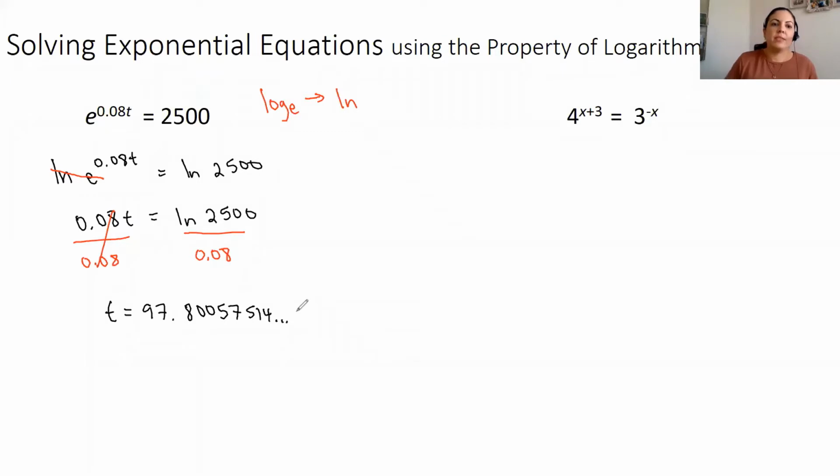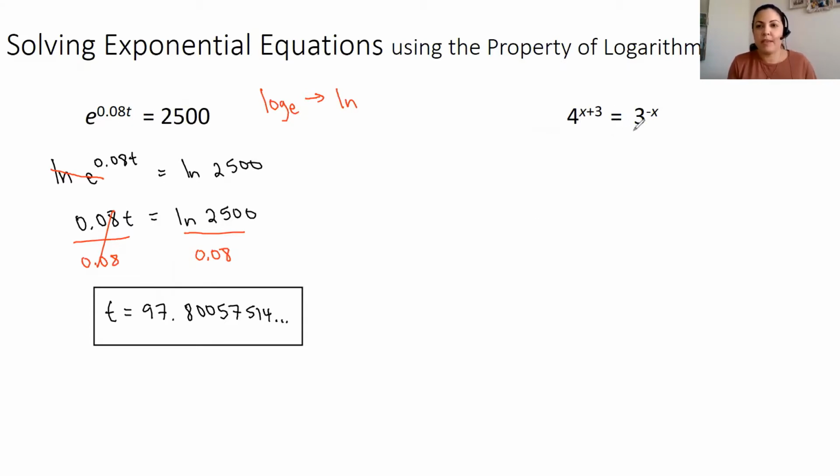Again, as we said in the previous problem, you can check your answer by taking this value and plugging it in for t in the original problem. And so let's do another one. More examples. Again, here we can see that it's not going to be possible to get the bases the same.